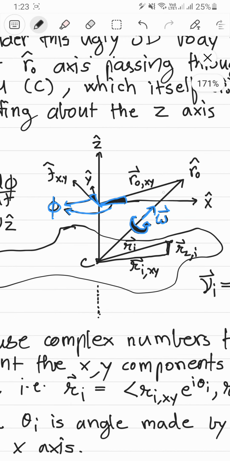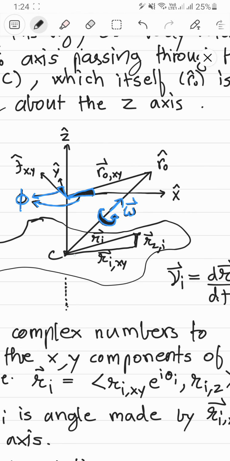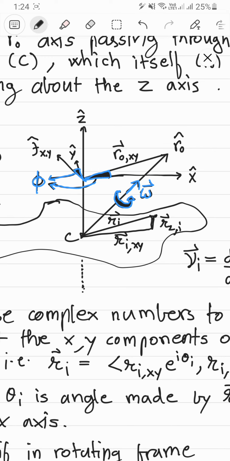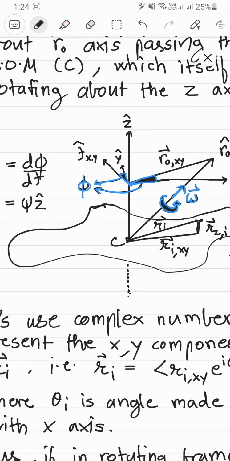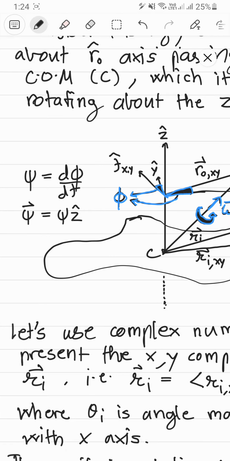Now this thing is r0 vector, and its projection on the xy plane is r0 vector comma xy, and then the vector that is perpendicular to it, so basically r0 vector comma xy but rotated by 90 degrees about the z axis, that will be t_xy vector, so t_xy hat. Yes, and then you have the x and y vectors. For any particle on this rigid body, you can decompose your r_i vector into an xy component and a z component. So here's some notation for that, and now we can start.